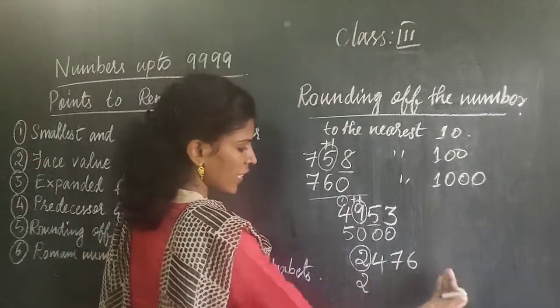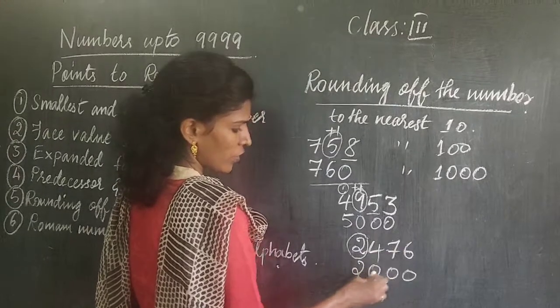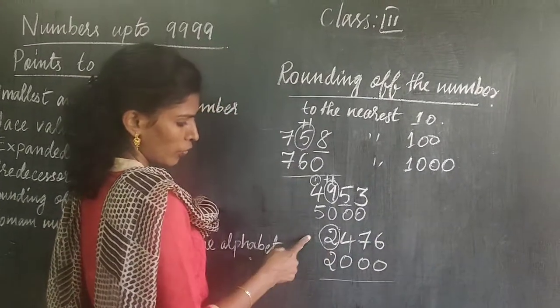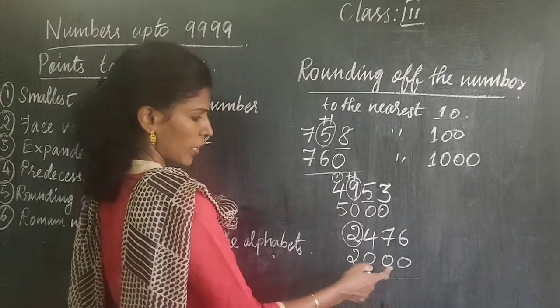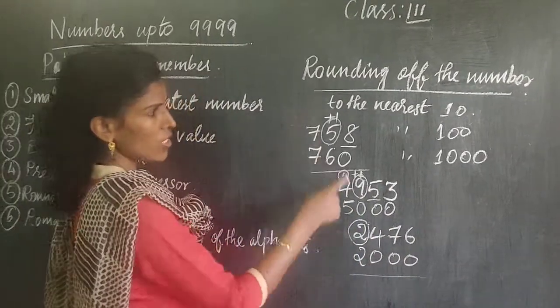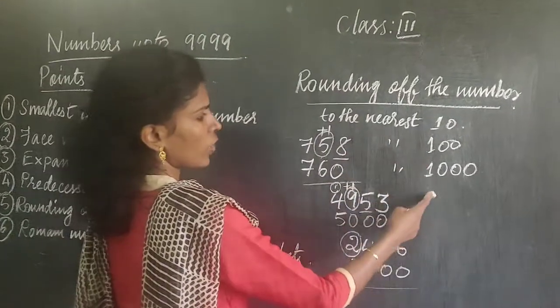And as I told you, on the right side, all the digits will become 0. The remaining 3 digits will become 0. So when you round off 2476 to the nearest 1000, this will become 2000. So this is rounding off to the nearest 10, 100, 1000.